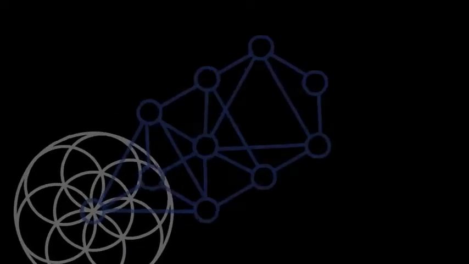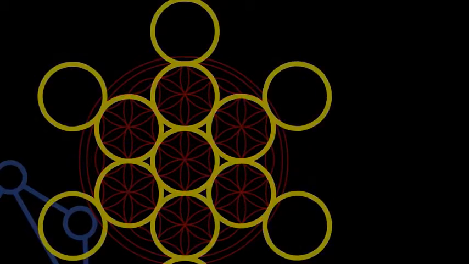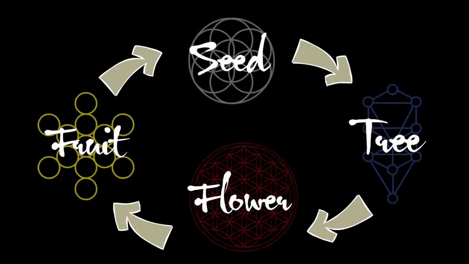The seed of life sprouts the tree of life. The tree blossoms the flower of life. The flower produces the fruit of life. And the fruit of life contains the seed of life.